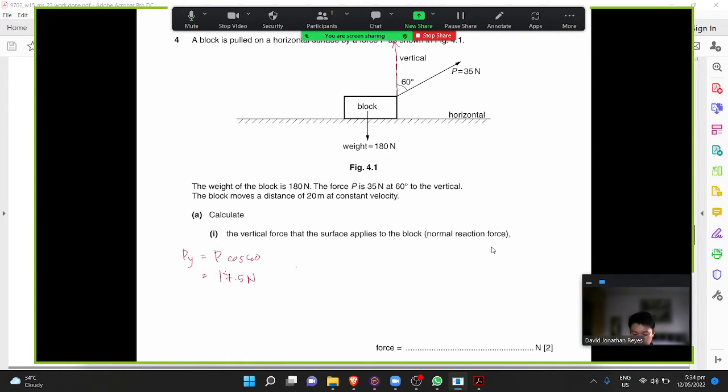So that gives you vertical force equals the weight minus Py. The weight will now be 180 minus 17.5, and you will get 162.5.